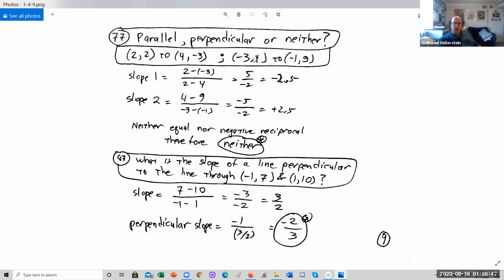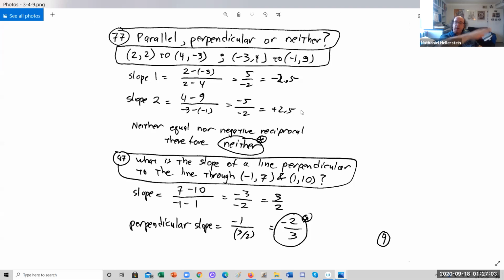Slope 2, change in y is 4 minus 9, change in x is negative 3 minus negative 1. That comes out to negative 5 over negative 2, or positive 2.5. Now these are not equal, negative 2.5 and positive 2.5. They're not equal, they're not reciprocal, they're negatives.